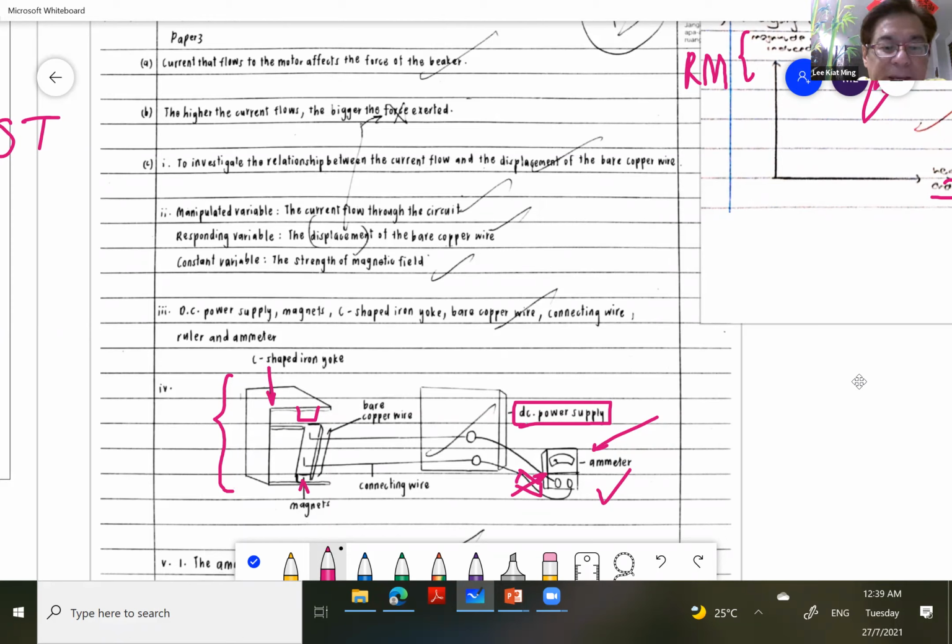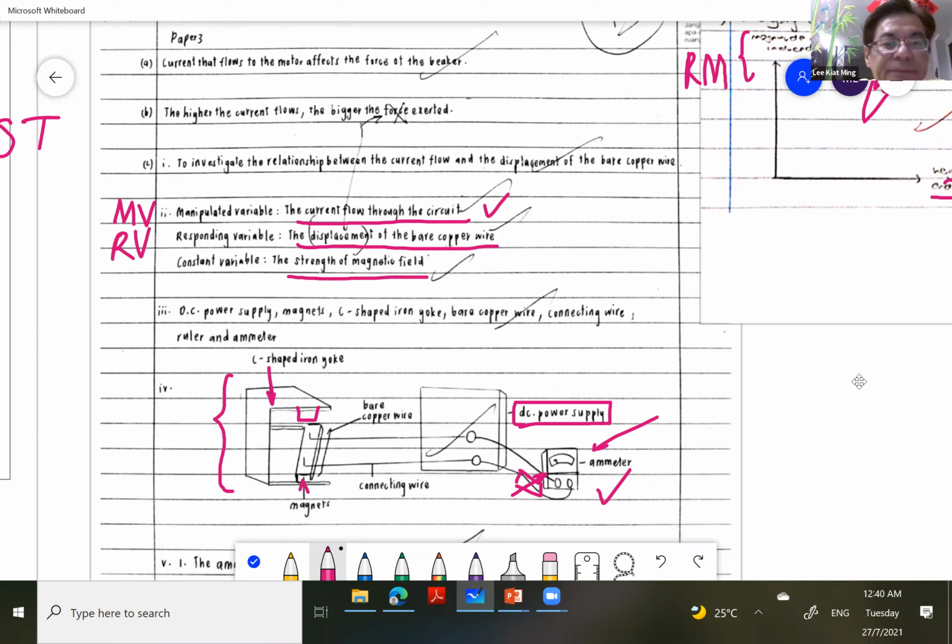Let's take a look at the manipulated variable. This is the manipulated variable: the current flowing through the circuit. You adjust it using the rheostat. Then the responding variable will be what is written there: the displacement of the bare copper wire. Then the constant variable.